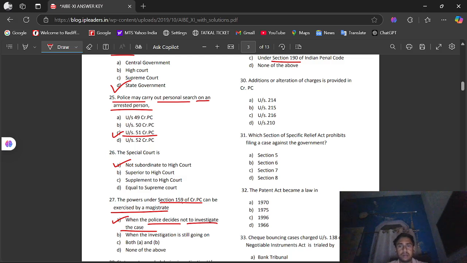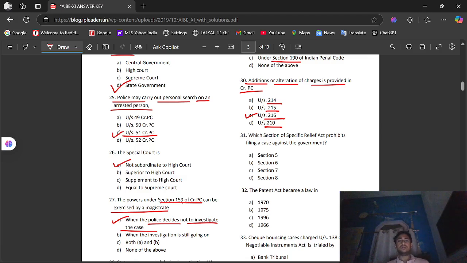Question number 30. Addition or alteration of charges is provided in CRPC. Option A, under section 214, option B, under section 215, option C, 216, option D, 210. The right option is option C, which is under section 216. So under section 216, additions or alteration of charges is provided in CRPC.